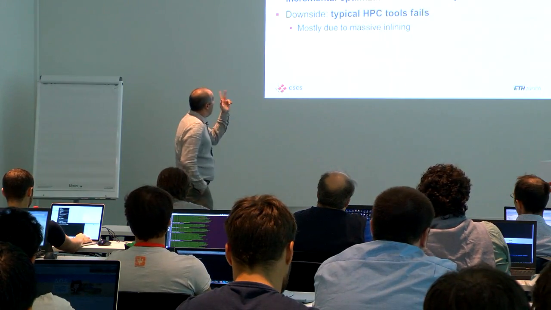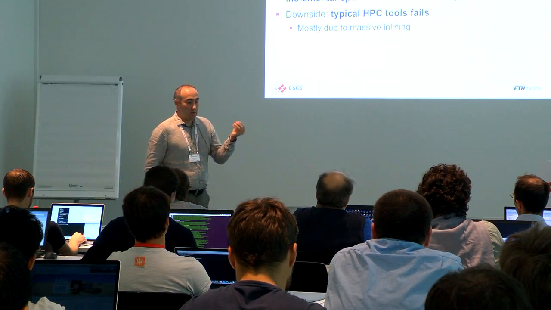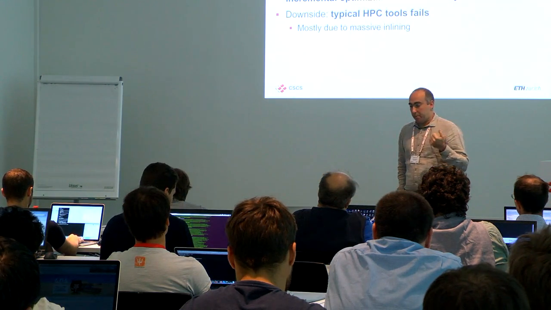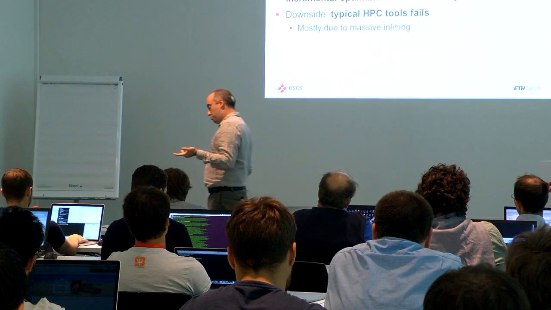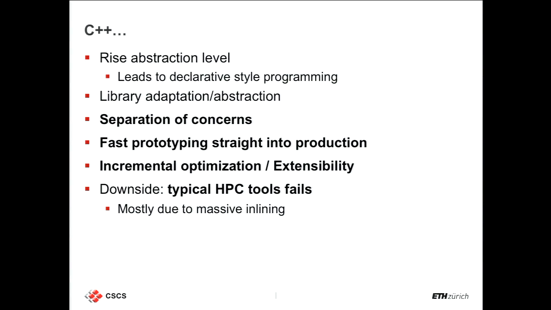So there are three main concepts that C++ allows you to deal with, which are separation of concerns, fast prototyping, and incremental optimizations or extensibility. It basically allows you to step out and design interfaces, separate concerns between user-level code and library code. It allows you to separate between data structures and algorithms.